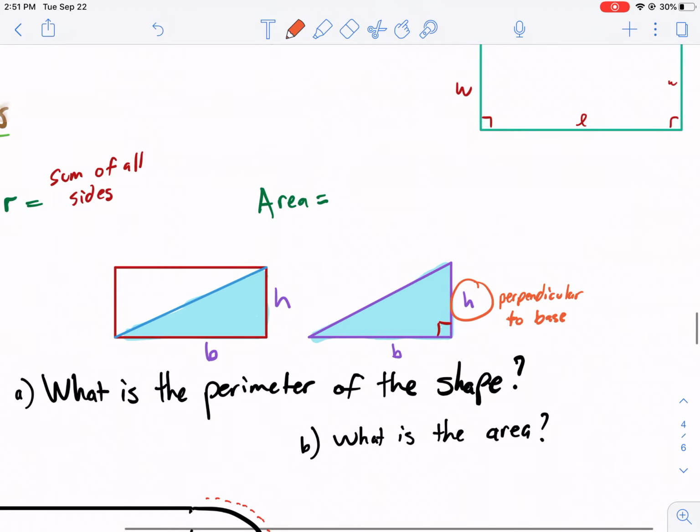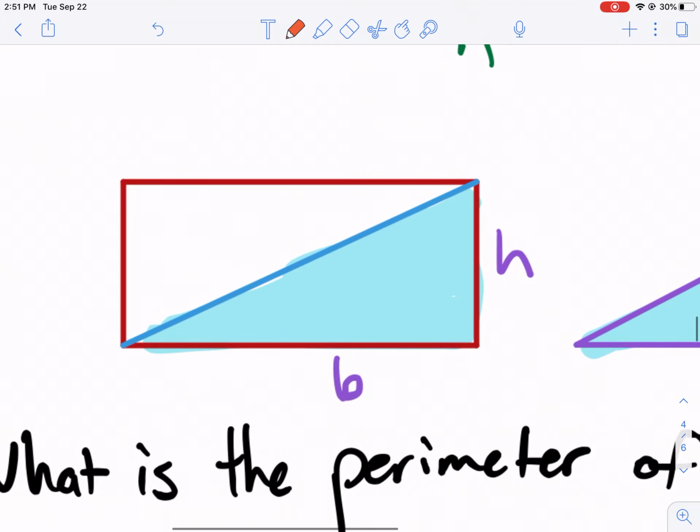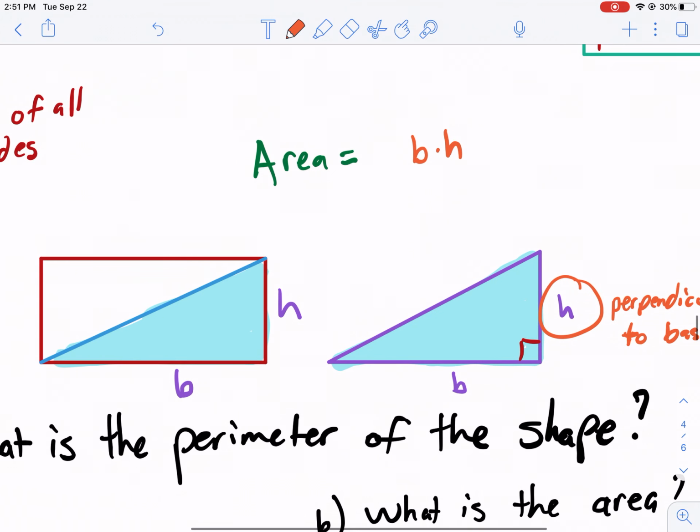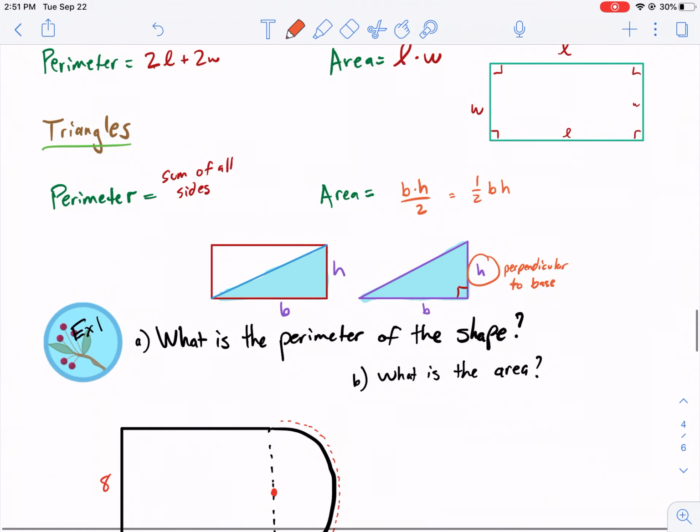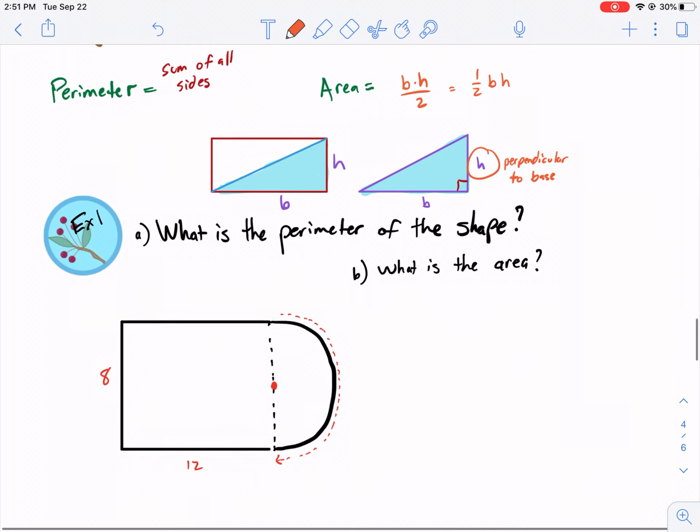So our area formula is actually the base times the height, like it is here, but what's the difference? It's not a rectangle, so we have to divide by 2. Another way to say that is 1/2 base times height, which I'm sure you have all heard before. Now let's apply this.